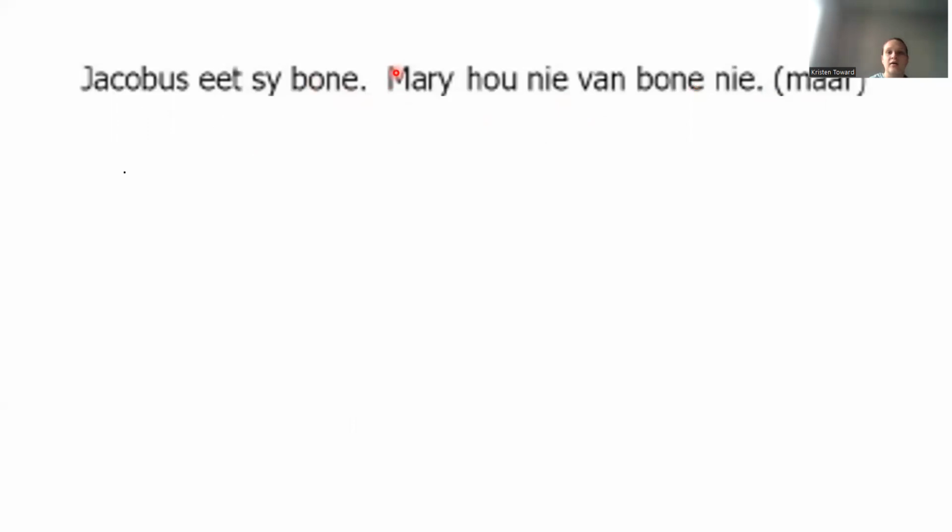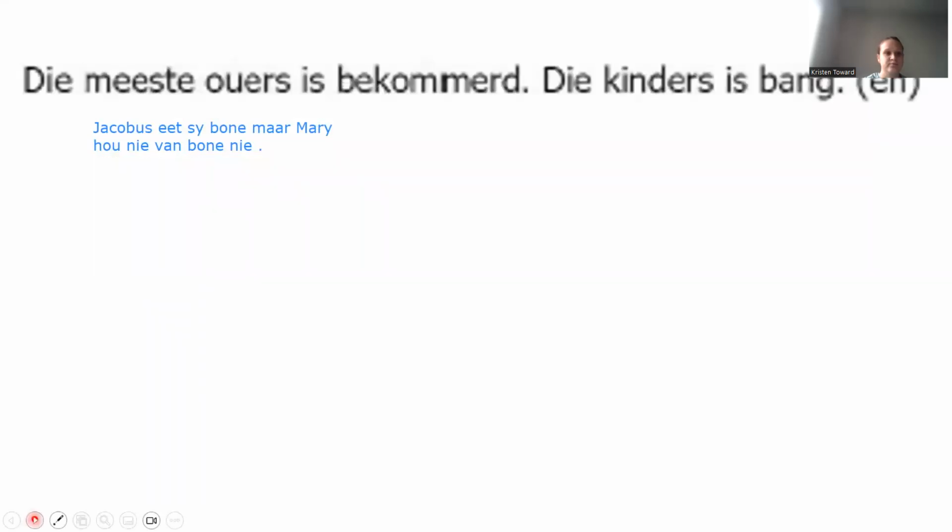Okay. I just want to add a text box. Jacobus eet, maar, Mary hou nie, bone. Yeah. So there you go. As you can see, group 1 is fairly simple to do.